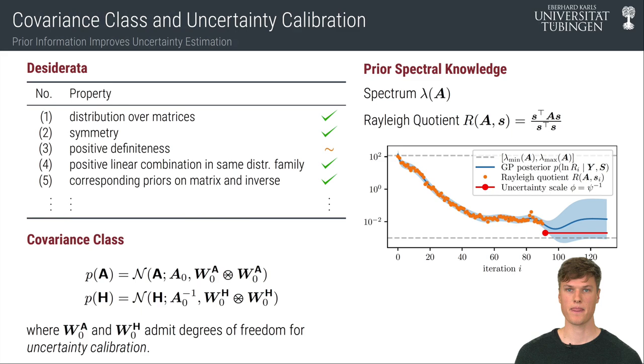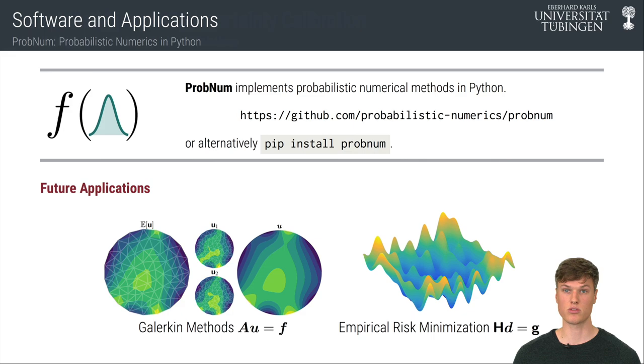Probabilistic linear solvers are an instance of a larger class of methods, so-called probabilistic numerical methods. Such methods treat numerical tasks as inference problems. This has multiple benefits, such as encoding structure, as we do here as well, or treating parameters of numerical methods from a principled probabilistic perspective. Now, this solver is implemented as part of a larger framework that implements such probabilistic numerical methods called ProbNum. And in the future, we aim to use this solver for things like Galerkin methods for discretizations of partial differential equations, or for empirical risk minimization problems where noise plays a role.